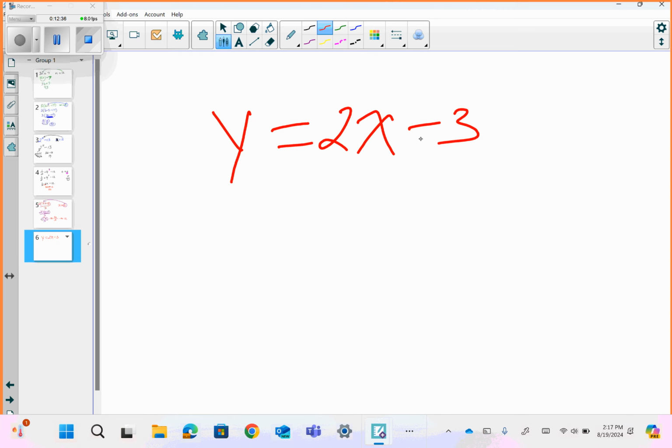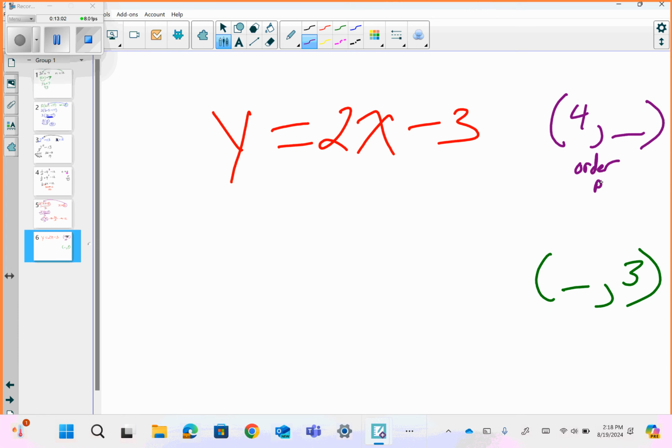All right. So, friends, if I had a problem that said this, and I had, say, a 4 here, comma, blank, and then down here I had a blank, comma, 3. So, taking a look at this, does this look like an ordered pair? Like it could be a point? Like we have an X and a Y value? Do you feel comfortable with that?